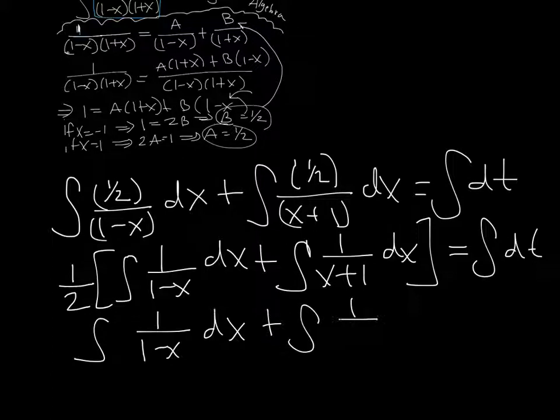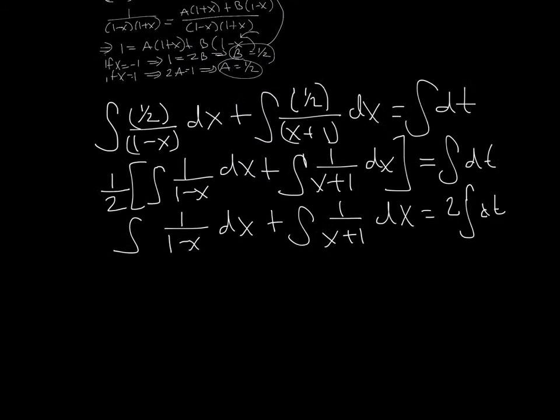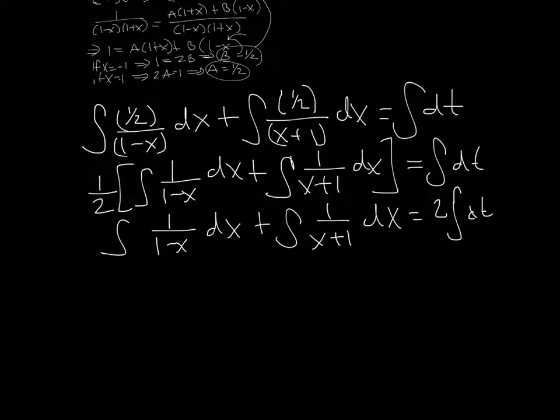Plus the integral of 1 over x plus 1 dx, right? And if I multiply by 2, it's just 2 times the integral of dt. So I have that. Okay, so I inserted my a and my b. And now these guys are very familiar, right? I can integrate these guys. We know that's just a natural log.